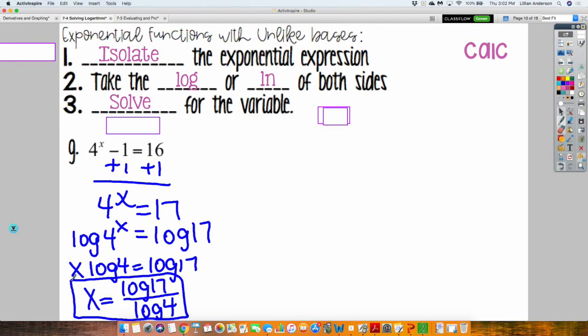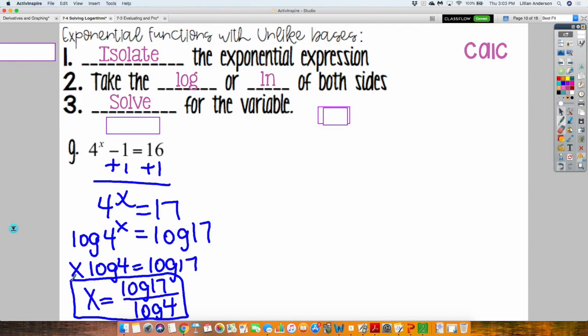We can type this into our calculator and get a decimal approximation. Of course, round to 3 significant figures. Or you could just leave it like this. Either one would be acceptable. Now, if I say round to 3 significant figures, then yes, I do want you to use your calculator.